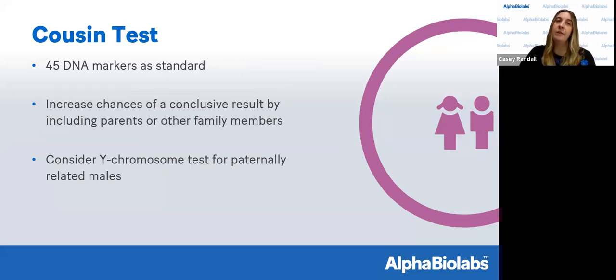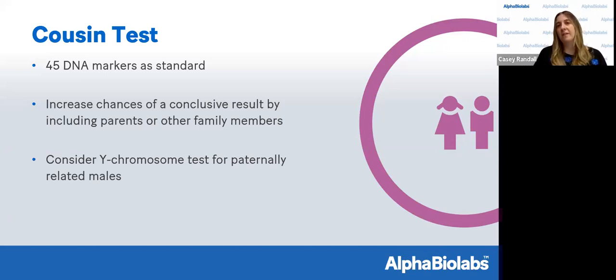We have started to offer now a brand new cousin test. This one uses 45 DNA markers as standard. Cousins are very difficult to determine whether people are related as cousins or whether they're unrelated. First cousins are likely to only share 12.5% of their DNA in common. It makes it very difficult then to distinguish, are they related or are they unrelated?